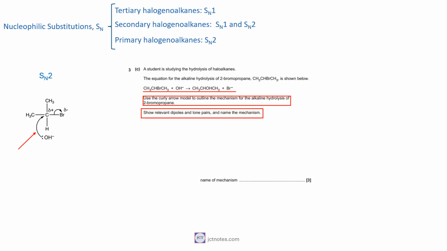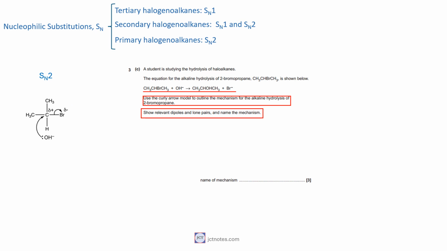A curly arrow indicates the movement of the lone pair of electrons from the hydroxide ion to the carbon atom, forming a new bond. The bond between carbon and bromine is breaking while the bond between carbon and oxygen is forming. The bromide ion leaves, taking its bonding electrons with it. A curly arrow shows the movement of the bonding electrons from the carbon-bromine bond to the bromine atom.